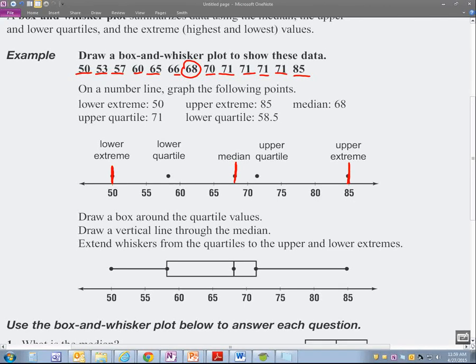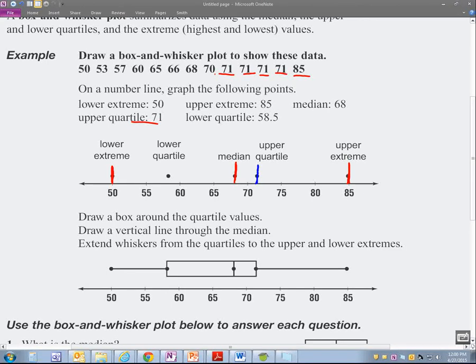Then we have the upper quartile, which is going to be at 71. Then we have a lower quartile, which is going to be halfway between the median and the lower extreme. So we would go from here, 1, 1, 2, 2, 3, 3, 4. So it's at 60. Wait, that's not right. What did I do wrong there? Let's try that again.